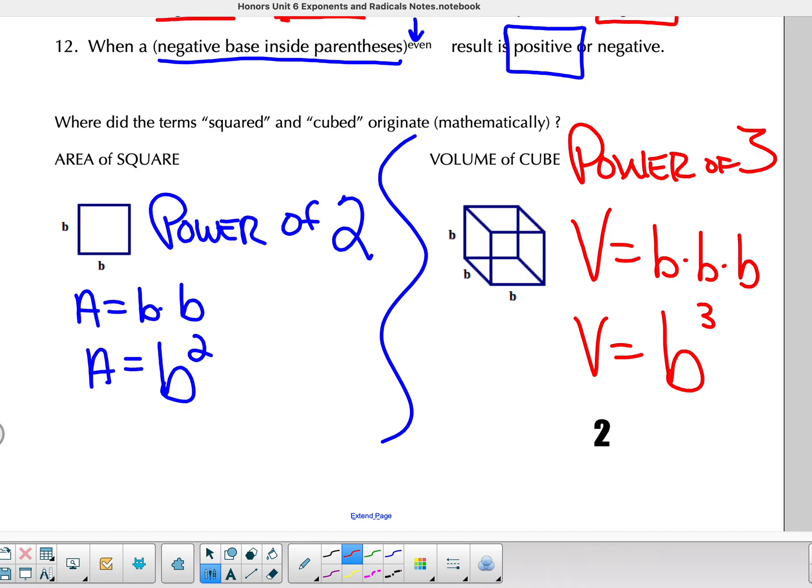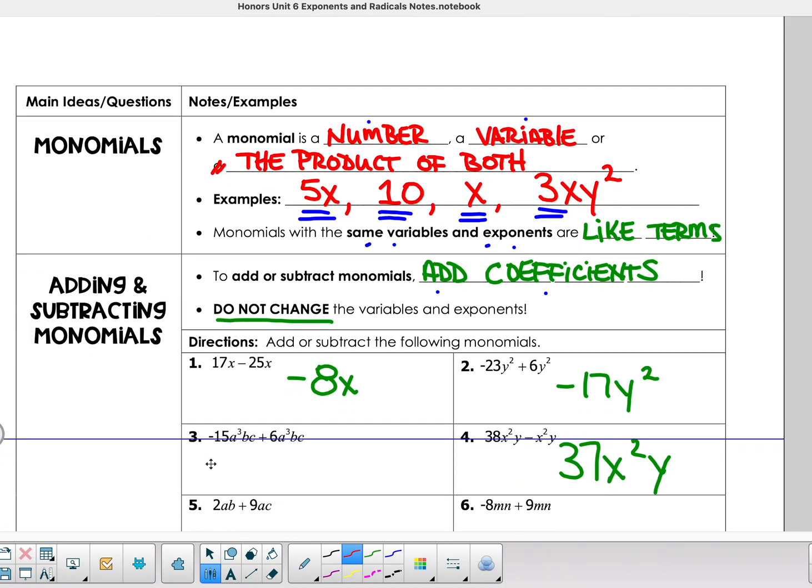Let's look at a monomial, vocabulary word. I want you to jot down this definition. The prefix mono means 1. So this is just simply a number, a variable, or the product of a number and a variable. I've given you a few little examples here if you want to stop the video and write this down. When you're adding monomials, same variables and exponents, they're considered like terms. When you're adding like terms, you just add the coefficients and the variable exponent arrangement does not change.